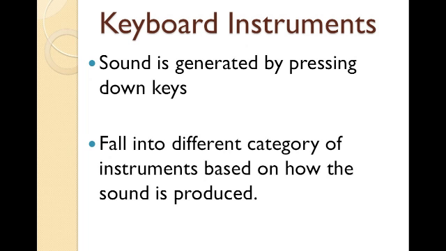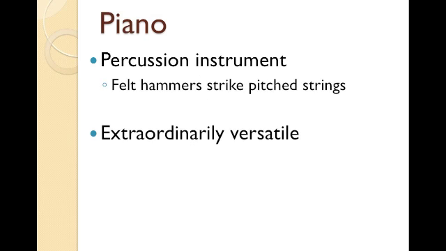Keyboard instruments can be found in the orchestra, but they are more often solo instruments. Because keyboard players can continuously produce multiple notes, one person can play all of the parts it would take an orchestra of strings, woodwinds, and brass players to perform. Keyboard instruments generate sound when the player presses down on the keys. However, they do not fall into one category of instrument because they produce sound in different ways.